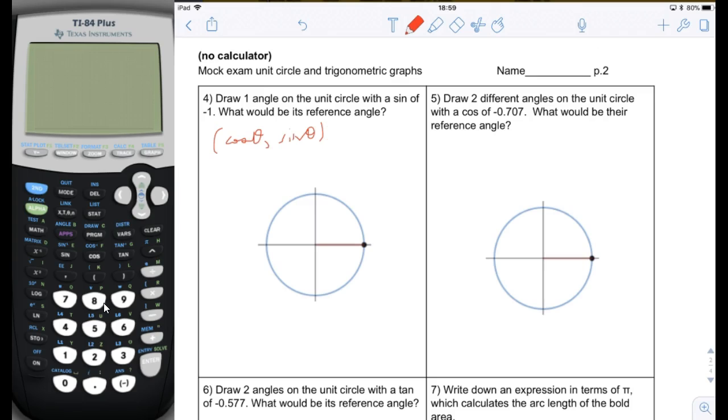Okay, so let's say that I have a point right here. Since it's on the unit circle, the x-coordinate and the y-coordinate of the point are going to correspond to the cosine and sine of the angle theta here. Now it's asking us to draw a special angle on this unit circle with a sine of -1. So basically the y-coordinate of the point we're going to draw in green is something comma -1.